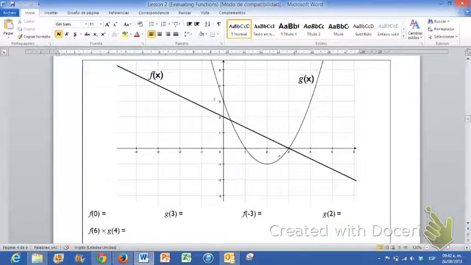Example number 2. We have now graphs of two functions, f of x and g of x. Now we turn from arrow maps or tables to the graphical representations of functions. So we have them both on an xy plane. So let's find the values that we are asked to find. f of 0. We already did this. f is that straight line that you can see there in the xy axis.